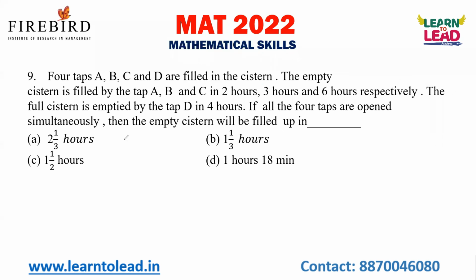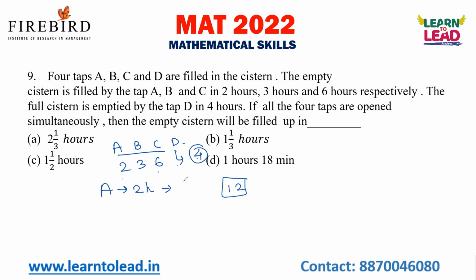Now, see here, 4 taps A, B, C and D are fitted in the cistern. Cistern is nothing but a water tank. The empty cistern is filled by taps A, B and C in 2 hours, 3 hours, and 6 hours. The full cistern is emptied by tap D in 4 hours. If all the 4 taps are open simultaneously, then the empty cistern will be filled up in how many hours? What is the LCM for 2, 3, 6, and 4? 12 is the LCM.